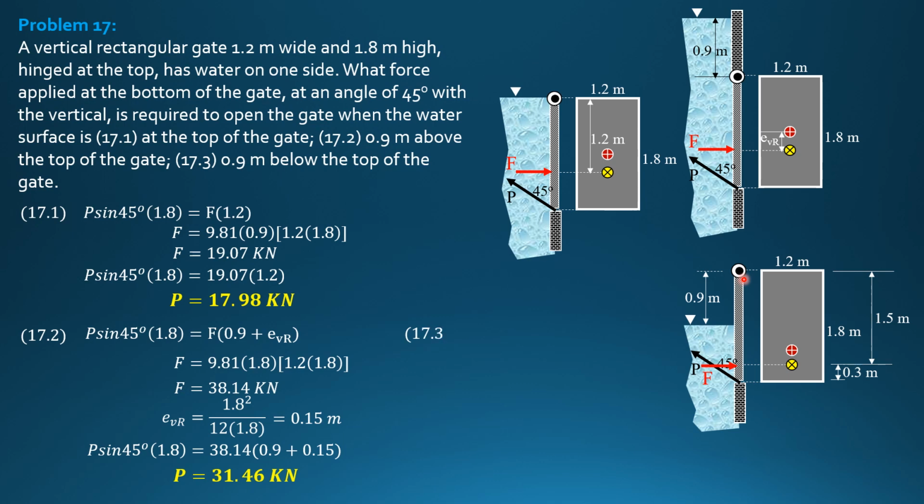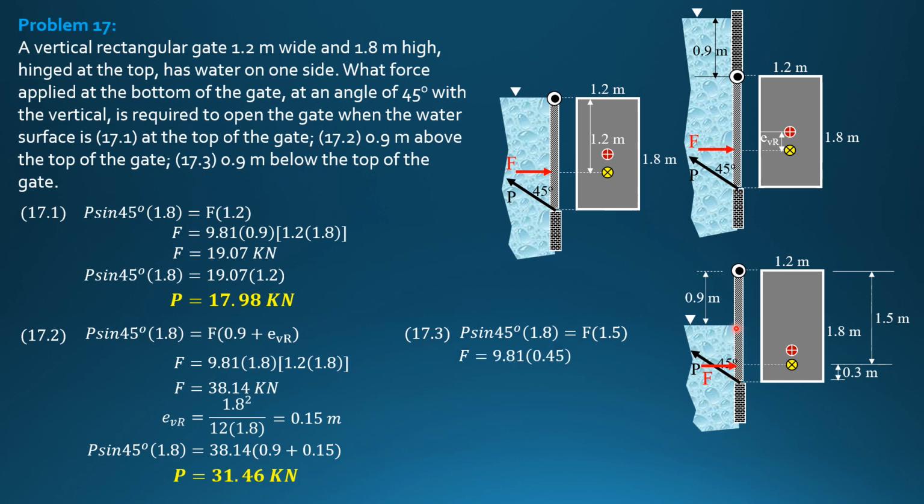So the equation, summation moment about the hinge equals 0. P sine 45 times 1.8 equals F times 1.5. So take note that F is in contact with the lower half of the area, where barred H is 0.45, and 0.45 is half of 0.9. This is 0.9.